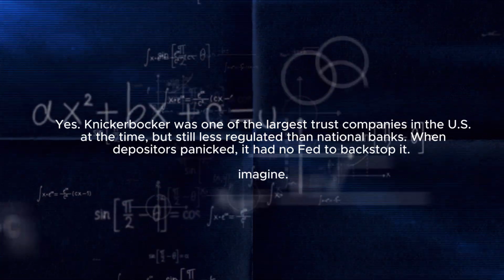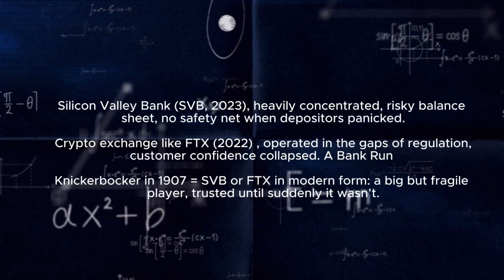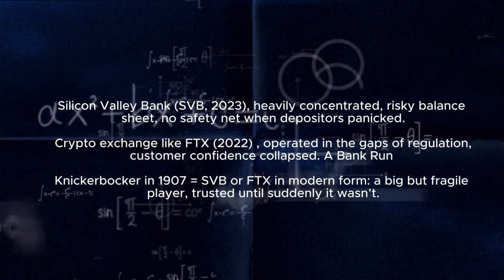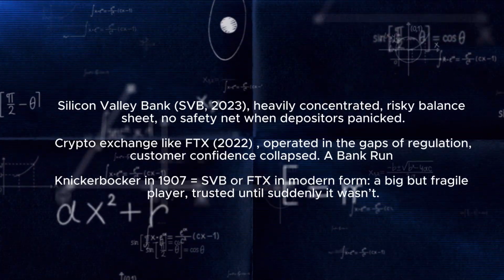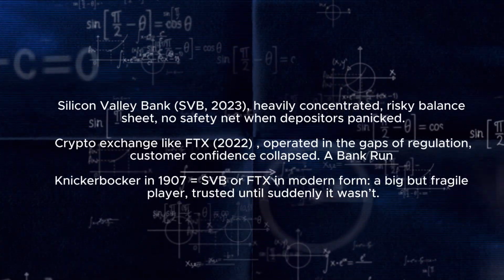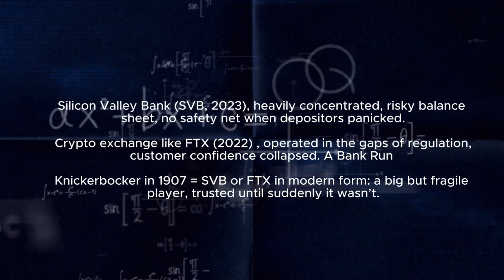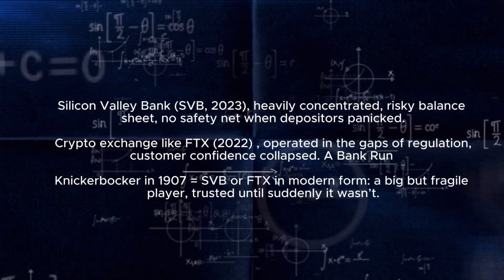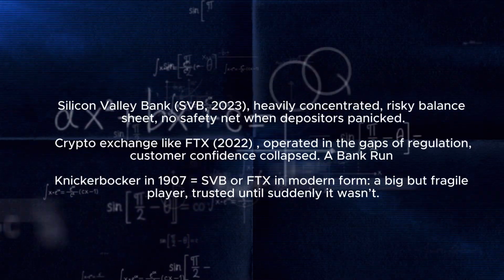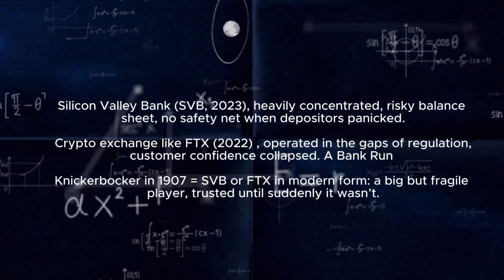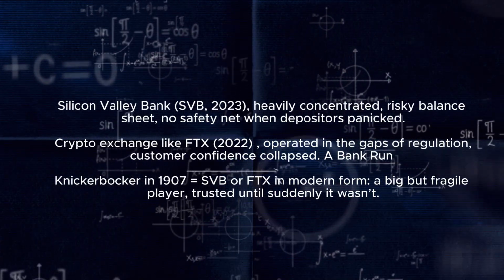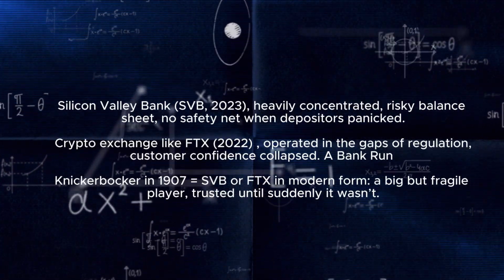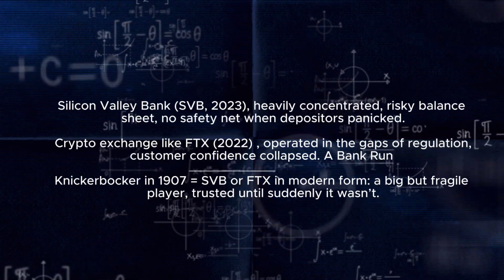Imagine Silicon Valley Bank, SVB, 2023: heavily concentrated, risky balance sheet, no safety net when depositors panicked. Crypto exchanges like FTX in 2022 operated in the gaps of regulation. Customer confidence collapsed. A bank run. Knickerbocker in 1907 equals SVB or FTX in modern form: a big but fragile player, trusted until suddenly it wasn't.